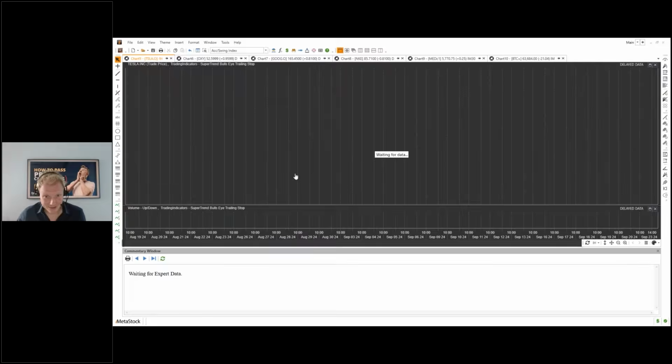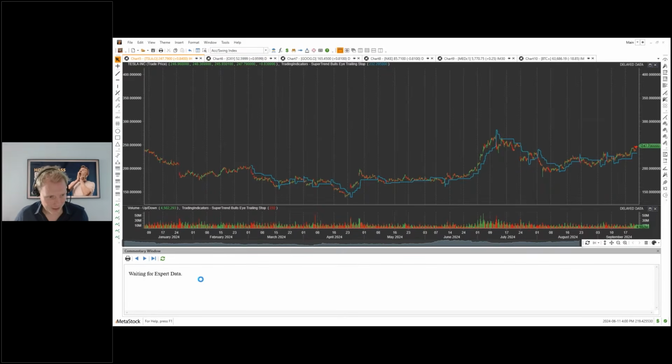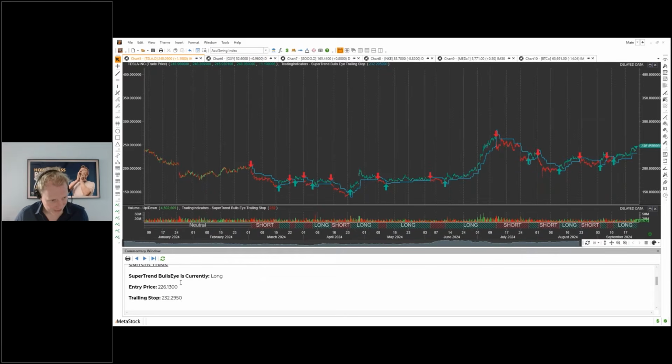So the indicator is re-optimizing itself. We already know what the settings are because we saw them before: 7.5 for the multiplier and 20 for the period. And now we only have a win rate of 37% on the long side and 44% on the short side. 17 trades taken, but still a profit factor of 2.07. And this is exactly what I mentioned before.